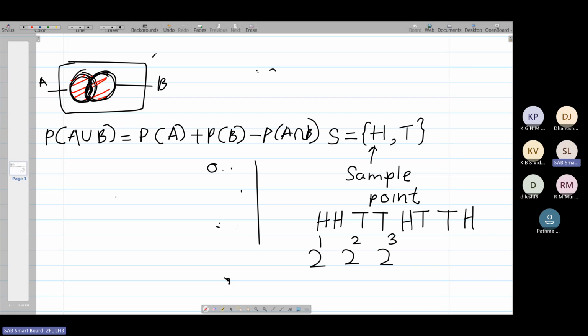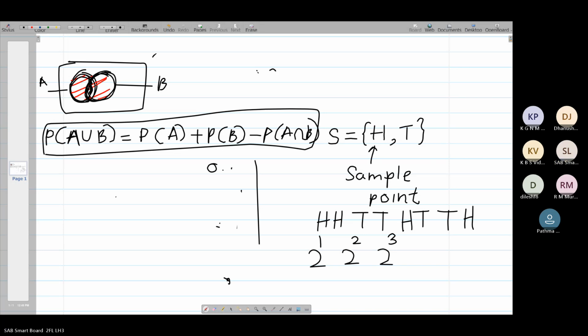Sorry, it's a mistake. Then we need to find A union B. Here, probability of A plus probability of B: these two events added together. Then we added the intersection part, the common area, twice. Therefore, we deduct the intersection from the addition. It's clear? This one we call the addition law of probability. Using this formula, you can find the union value and the intersection value.